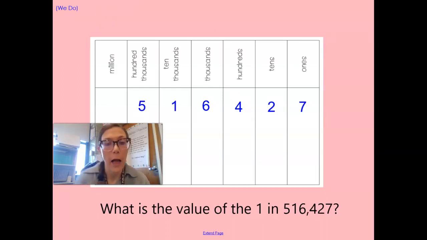This is a really big number. I'll read it, and then I'll give you some time to find the number and decide on the place value. So the number is 516,427. Find the digit 1 and decide what value the 1 represents.